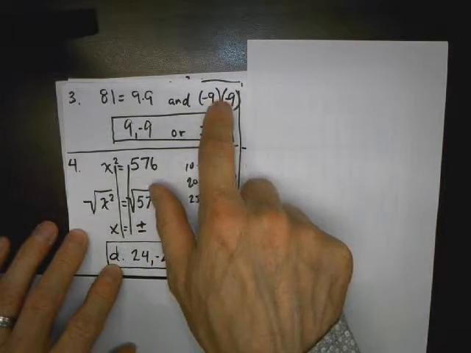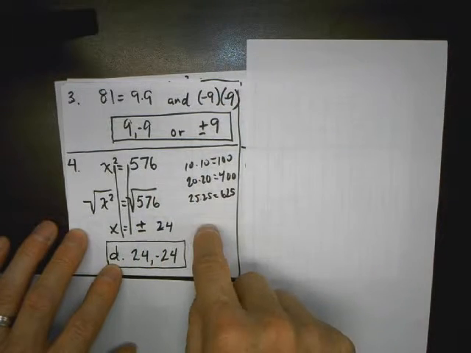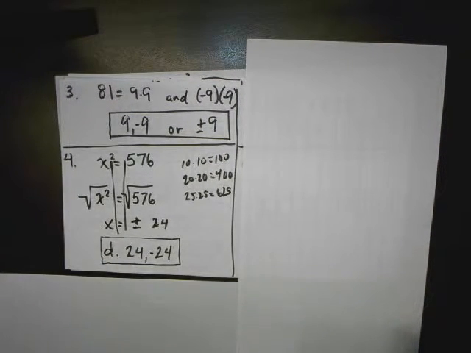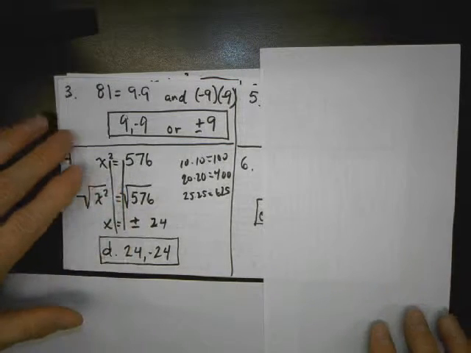But you know what? We learned this up here. Negative 24 times negative 24 is also positive 576. So that's why I have two answers. That's why the best answer for this was D and not C, positive 24.